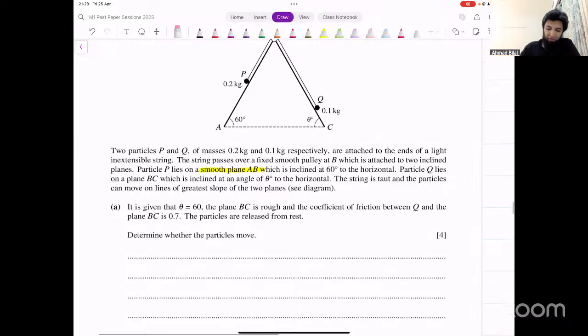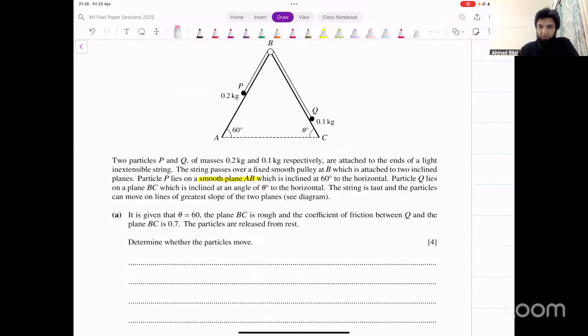Now in the first part, they're saying it's given that theta is equal to 60 degrees. The plane BC is rough. The coefficient of friction between Q and plane BC is 0.7. The particles are released from rest. Determine whether the particles move.